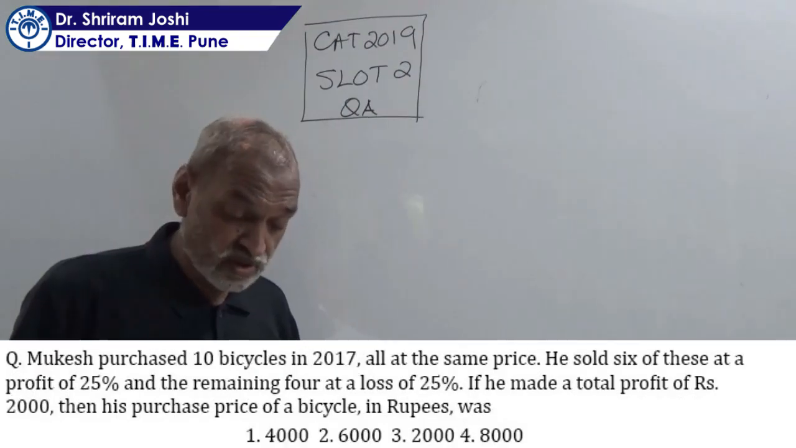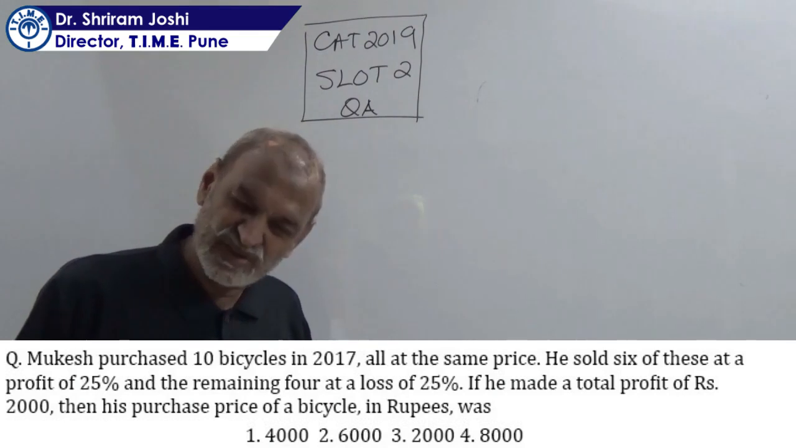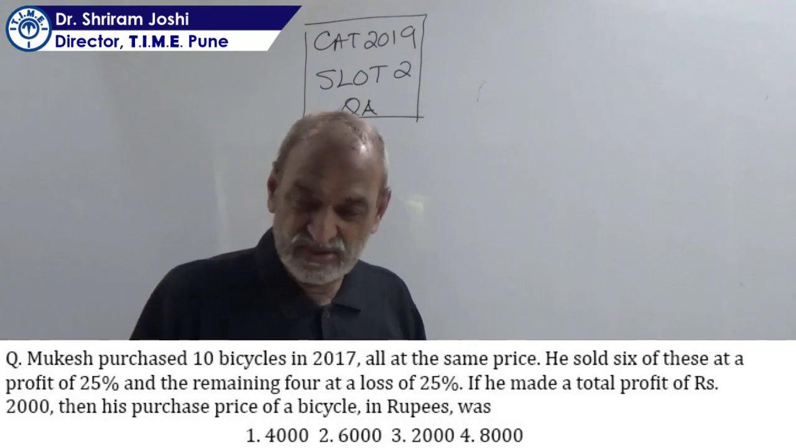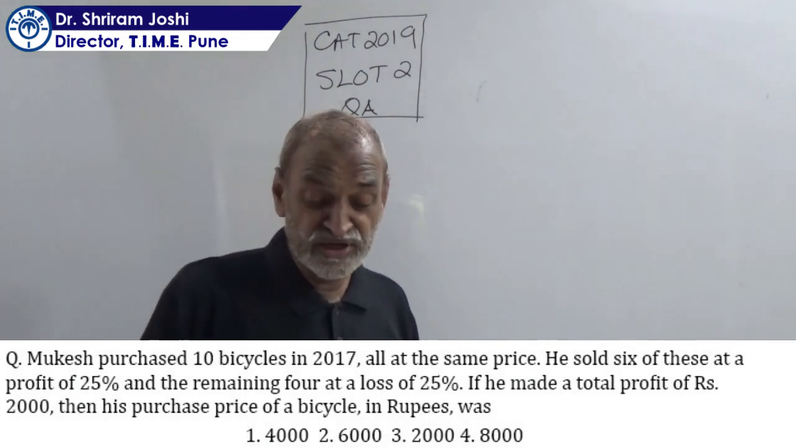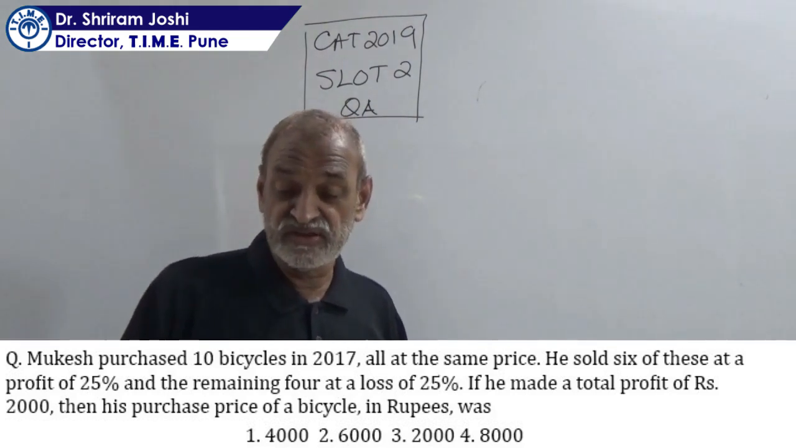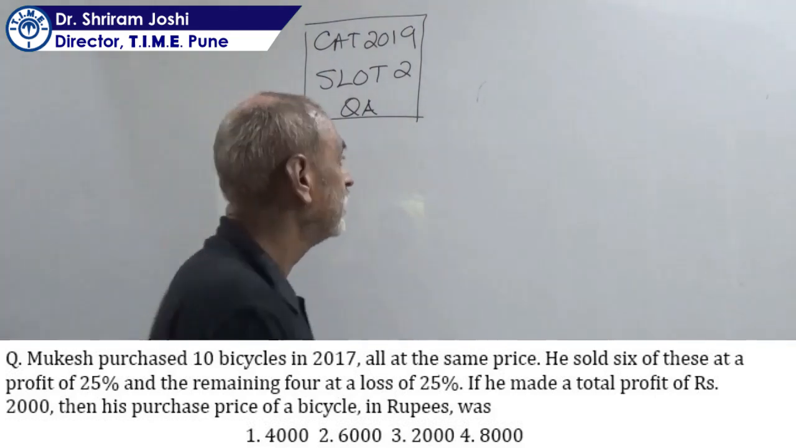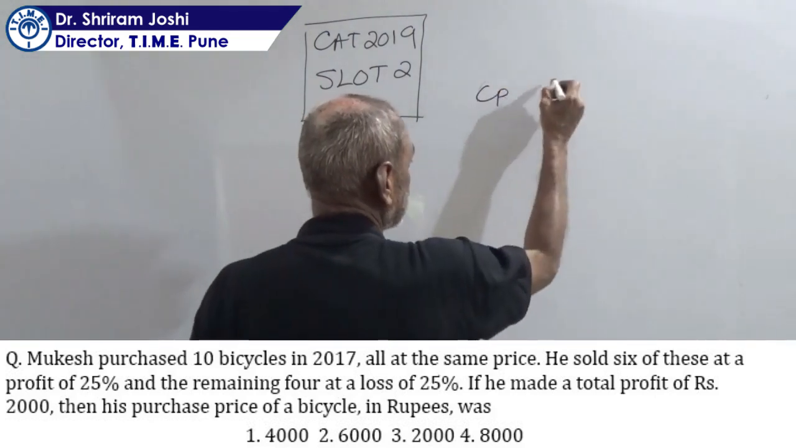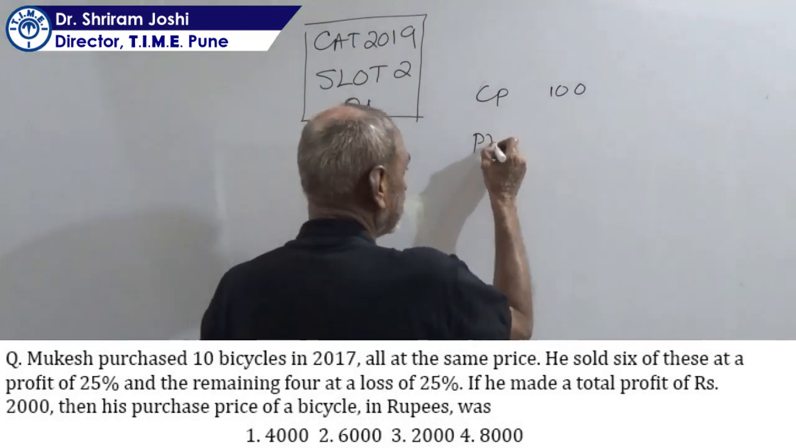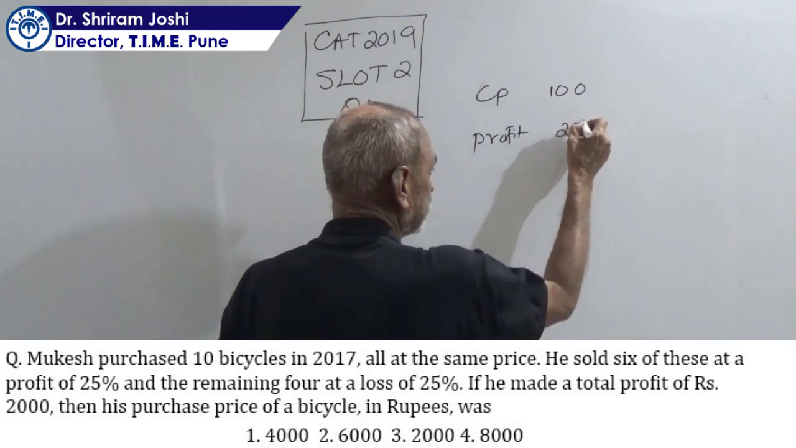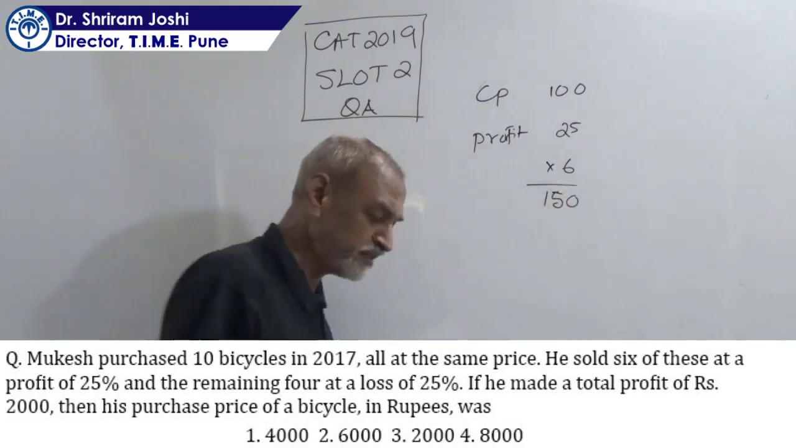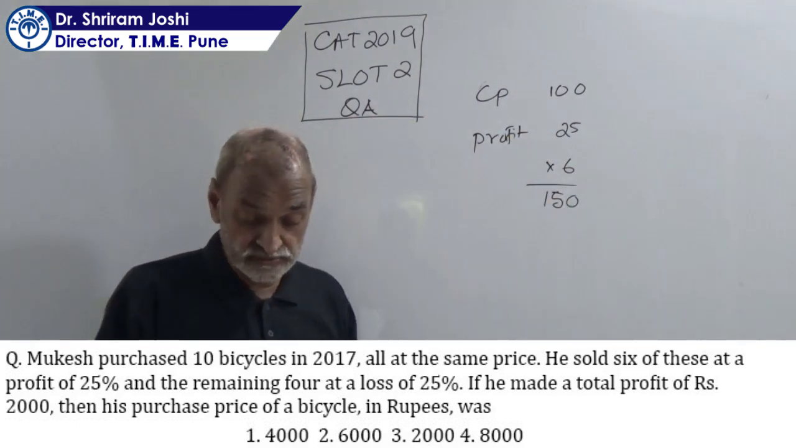Back to profit, loss, percentages. See how simple the question can be. There cannot be an easier sit-up. Mukesh purchased 10 bicycles at the same price. He sold 6 of these at a profit of 25%. The usual cost price 100, profit 25%, and so profit is 25. 6 bicycles, so on these 6 he made 150 rupees profit if his cost price was 100.